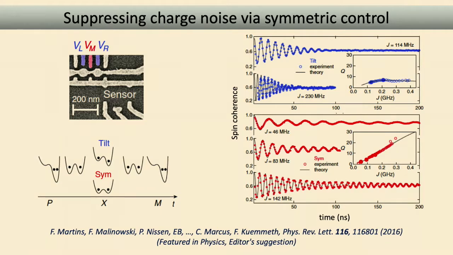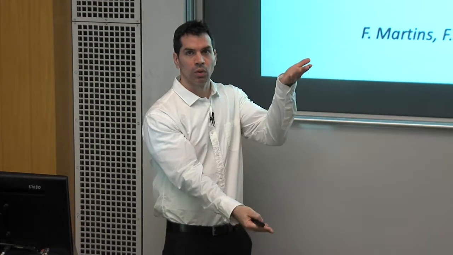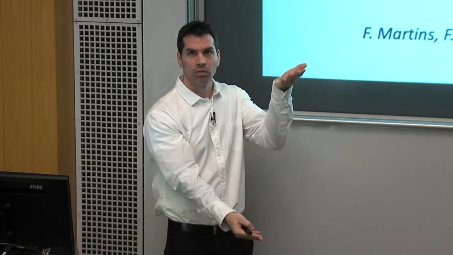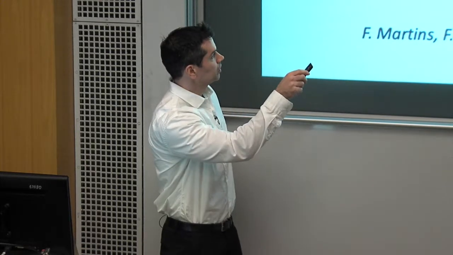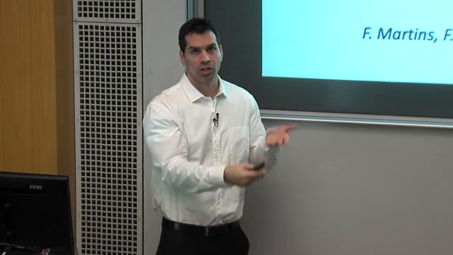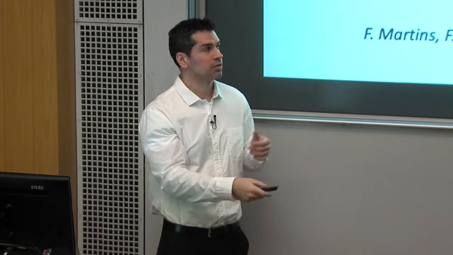And for this double quantum dot system with two electrons, the way that people have been controlling the exchange coupling is just by tilting the electrostatic potential, where you raise the energy of one dot and lower the other one. So you do this sort of tilting, as people call it, to change the interaction between the two electrons.